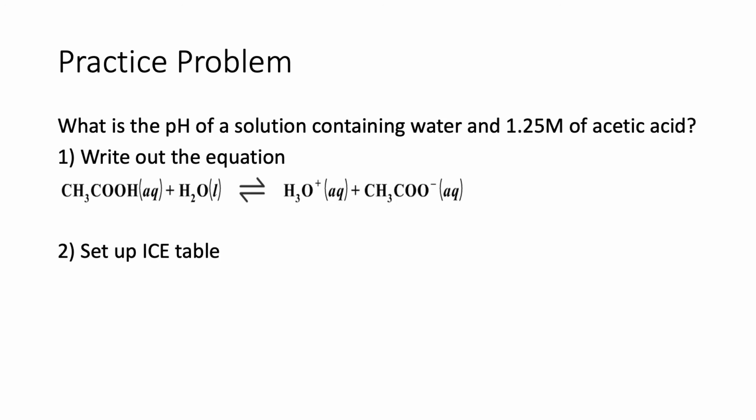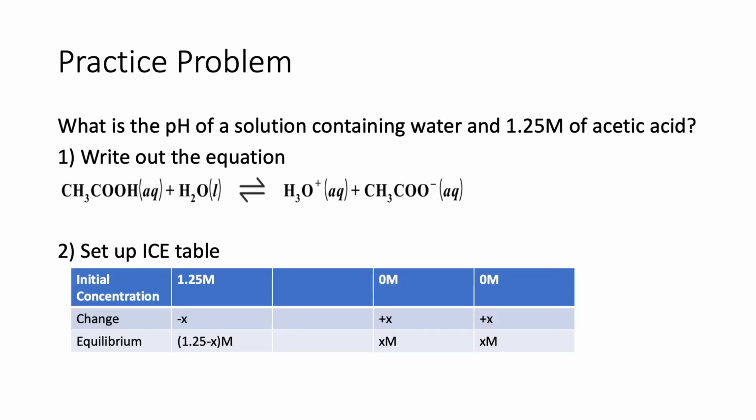The next step is to set up an ICE table. We are given the initial concentration of acetic acid, which is 1.25. We don't need to worry about water because it is in a liquid form. And in initial conditions, hydronium and acetate will have concentrations of 0 moles per liter. Now the change for acetic acid is going to be minus X, and the change for hydronium and acetate are going to be plus X.